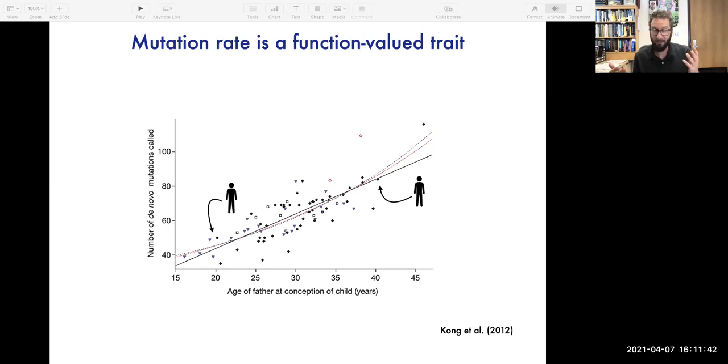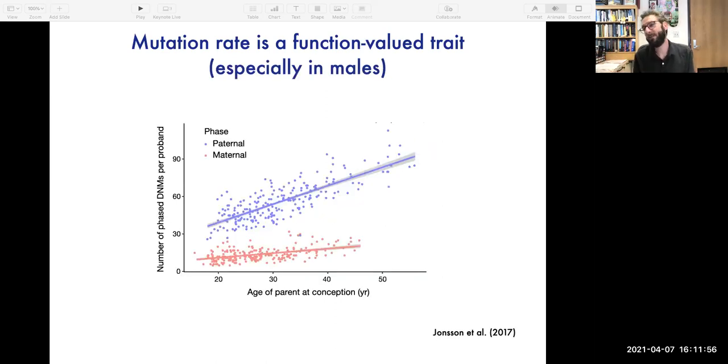And we don't want to say that the mutation rate evolved between these two individuals. Nothing genetic necessarily happened. We're just measuring this function valued trait at very different points in time. So in humans, not only is mutation kind of function valued overall, but the function that determines mutations is slightly different between males and females. It does go up with time in females, but it goes up even faster for males. So males leave about 75% of all mutations, and the slope of that line that goes up with male age is steeper for males than females.